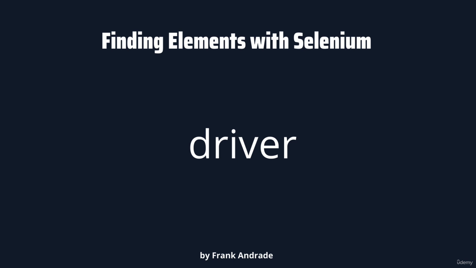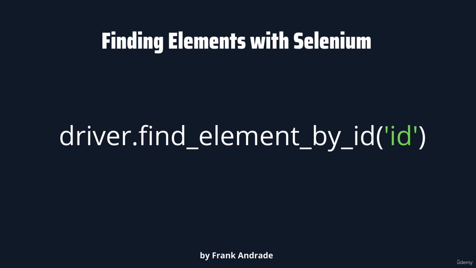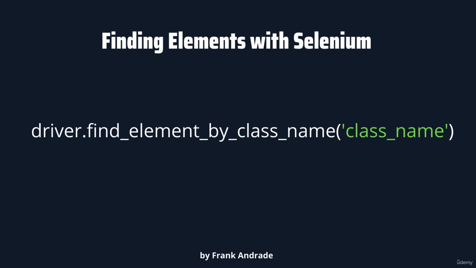Let's see an example of how to locate an element by its ID. To locate an element by its ID, we have to write driver.find_element_by_id. And inside parentheses, we have to write the ID name. The same happens for class names and other elements. We only have to write driver.find_element_by_class_name, and within parentheses, write the value.